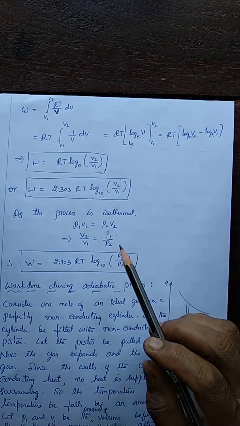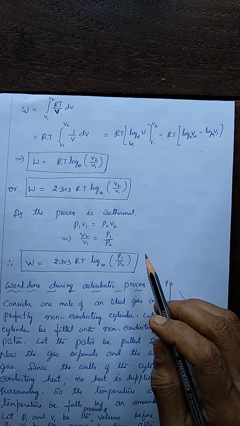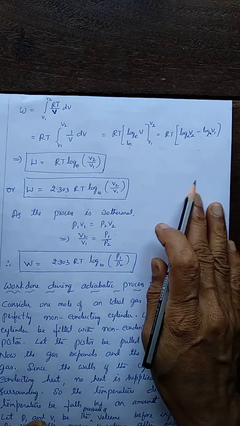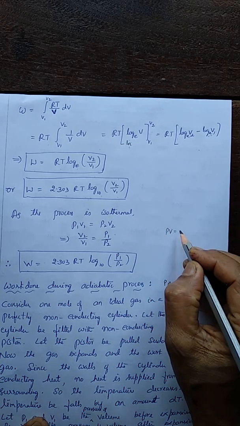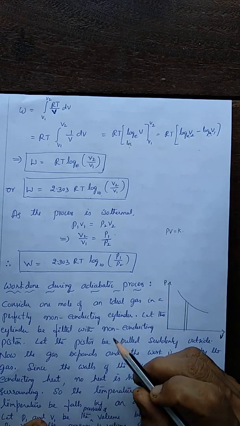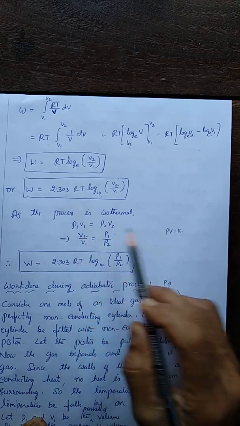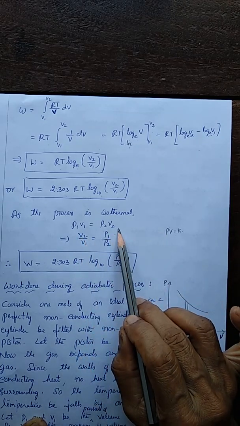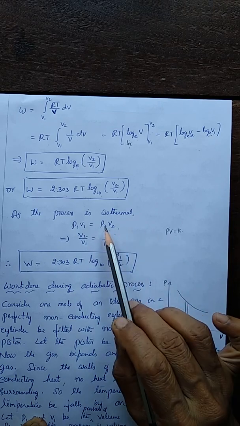And the process is isothermal. That means the equation for an isothermal process is PV is a constant. We have seen this in the last class. PV is a constant for an isothermal process. PV constant means P1 V1 is a constant, P2 V2 is also a constant. Therefore, P1 V1 equal to P2 V2. Both will have the same constant K.